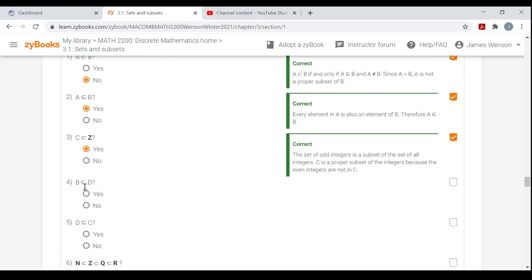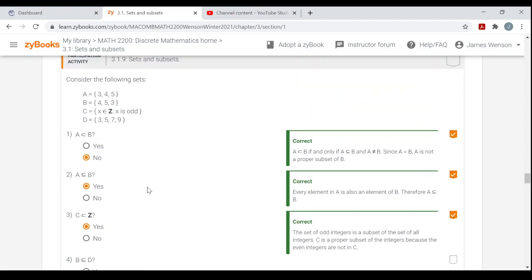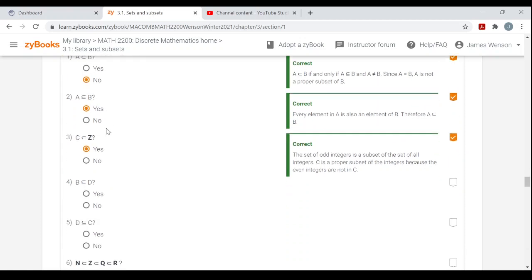Is B a subset, right? Just a subset, not a proper subset. Is B a subset of D? So is every element of B an element of D? Let's see, 4, 5, 3. Well, you got the 5 and the 3, but 4 is in B, but not in D, so no. B is not a subset of D.